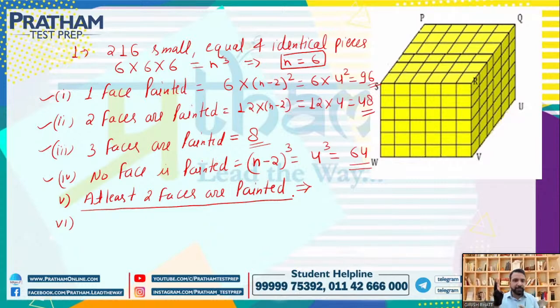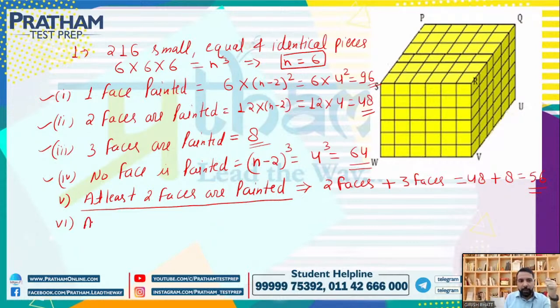What is the meaning of at least 2 faces are painted? Same question. Our question is at least 2 faces are painted. At least 2 faces are painted means at least 2 faces will be painted. So it can be 2 faces or 3 faces. At least 2. So 2 faces painted plus, very good, 3 faces painted. So 2 faces are 48 plus 3 faces are 8. Your answer is 56. Excellent.